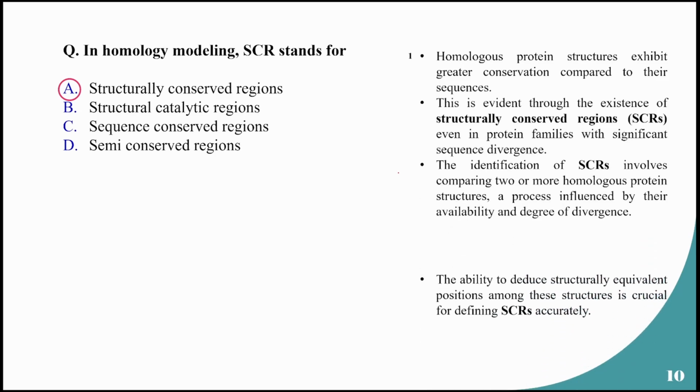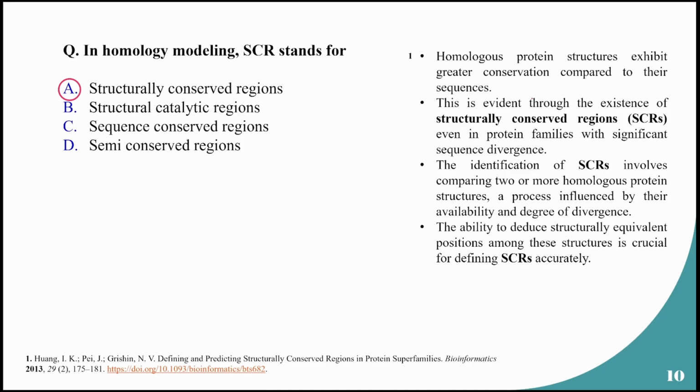Now, what the note is saying here is that homologous protein structures have greater conservation, right? And the existence of structurally conserved regions, or SCRs, in protein families with significant sequence divergence is what gives the evidence for it. And how can you identify it? You can identify SCRs involving two or more homologous protein structures by comparing them, right? By comparing them together, you can check the degree of divergence of those structures, and you can deduce structurally equivalent positions among different structures.